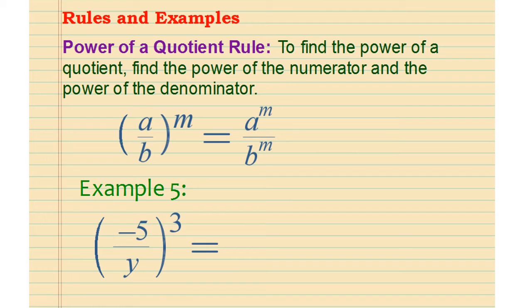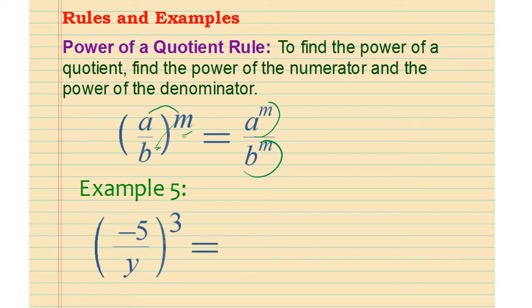This is our last rule for today, the power of a quotient rule. When you have two numbers divided and it's raised to an exponent, the exponent is going to affect both the numerator and denominator, and we would write a to the nth power over b to the nth power.